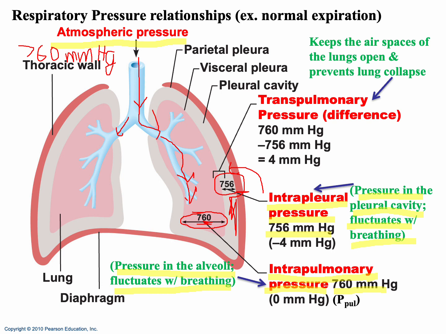And then another term to know when it comes to pressure is the transpulmonary pressure. That ultimately is going to be the difference of the intrapulmonary pressure and the intrapleural pressure. And you can see that based off of the data here. So transpulmonary pressure, simply, we take the difference of the intrapulmonary pressure of 760 minus the 756 from the intrapleural pressure, and you end up with a difference of 4 millimeters of mercury.